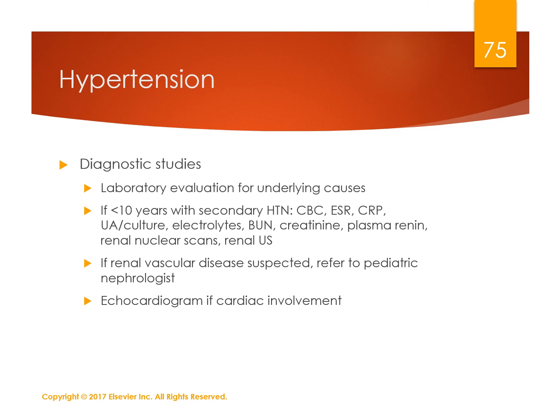Diagnostic studies, we may do a lab evaluation if their blood pressure is high to check for any underlying causes. If they are under 10 years old with secondary hypertension, we're going to do a CBC, ESR, CRP, urinalysis and culture, electrolytes, BUN, creatinine, plasma renin, renal nuclear scans, and a renal ultrasound. If we suspect renal vascular disease, we're going to refer them to a pediatric nephrologist. And then we would do an echo if we suspect cardiac involvement.